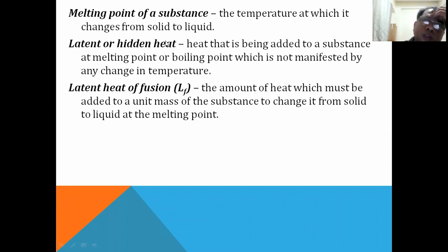The heat that is needed to change its phase is known as latent heat. So for solid to liquid, the amount of heat that you add is known as latent or hidden heat. For water, I think that's around 80 calories for every gram of ice. So to change it from solid ice to liquid water at a temperature of 0 degrees Celsius. Now, when you melt it, you call the amount of heat that you add there the latent heat of fusion.